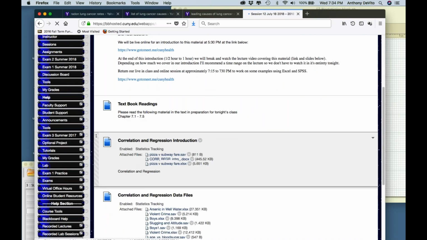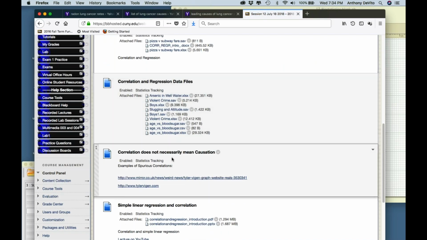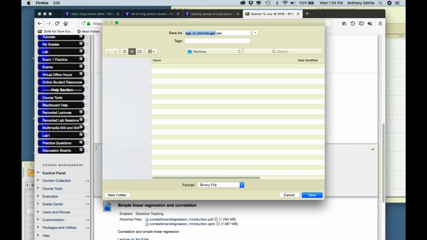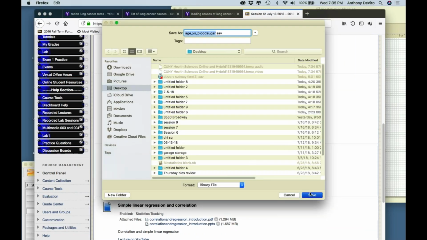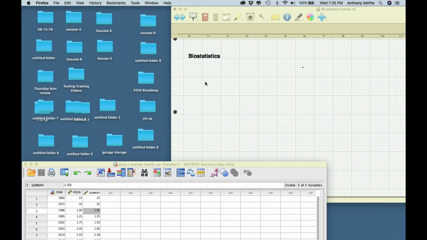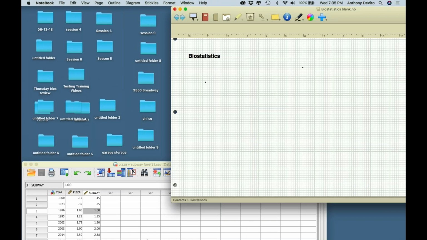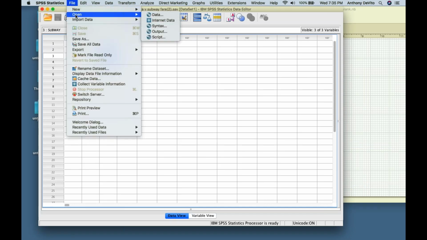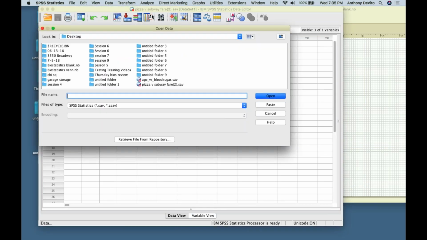Okay, and let's go down here and get age versus blood sugar. Right click on it, save it on my desktop. Then I'm going to go over to SPSS, which I happen to already have open. I'm going to say open data, and here is my age versus blood sugar.